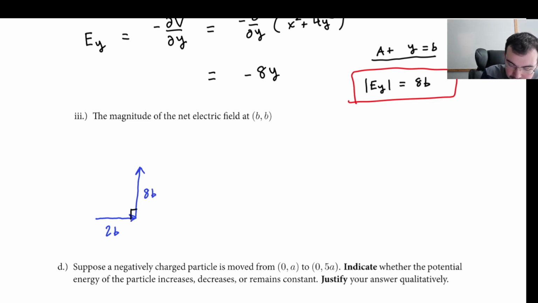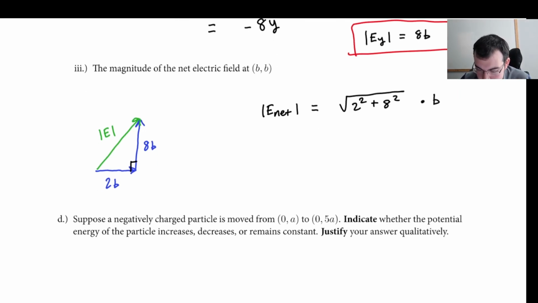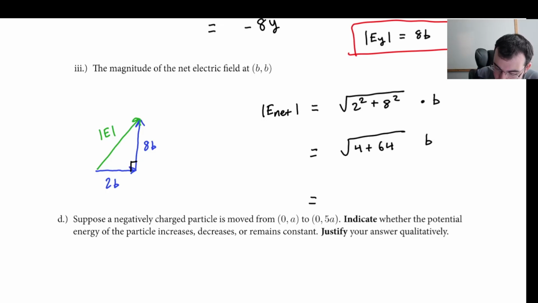And we know this is a right triangle. So, of course, to get our resultant E field, what else but Pythagoras? So we know that the magnitude of the net E field is going to have a unit of b, and then under the square root, we have a 2 squared and an 8 squared. So we can Pythagoras that. We get the square root of 4 plus 64 times b. And we get the square root of 68 times b.